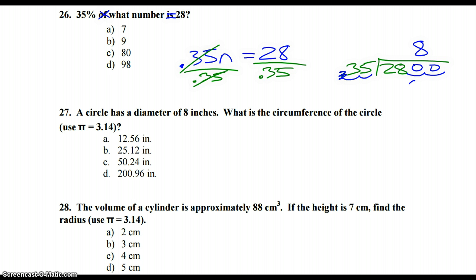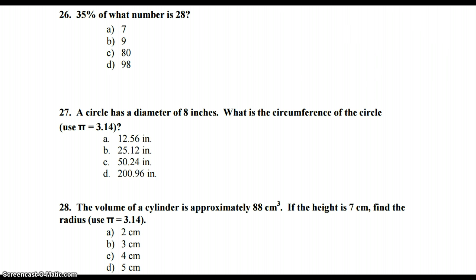So 8 times 5 is 40. 8 times 3 is 24 plus 4 gives me the 280. And it comes out to 80. So 35% of 80 is 28. You can always check that. 0.35 times 80 should give you 28 then.